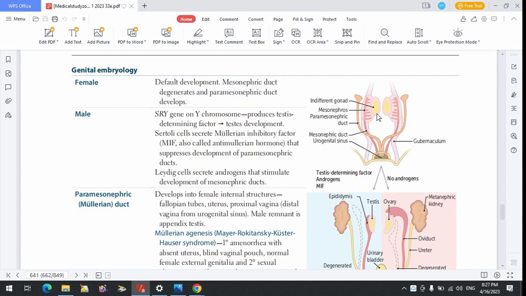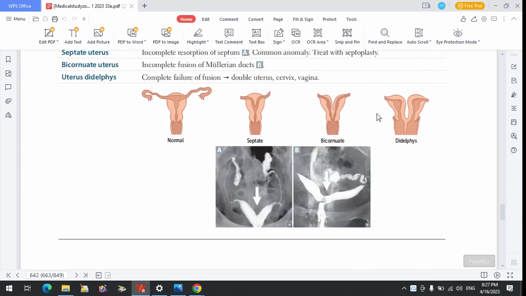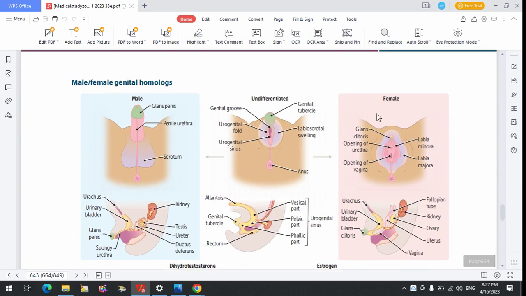So to form the external genitalia, they actually come from a different structure. The external genitalia has its own stages of differentiation. Number one, they have a genital tubercle. I think I have to go to that image so that you guys can see the way it actually works. This is the way it looks, undifferentiated.